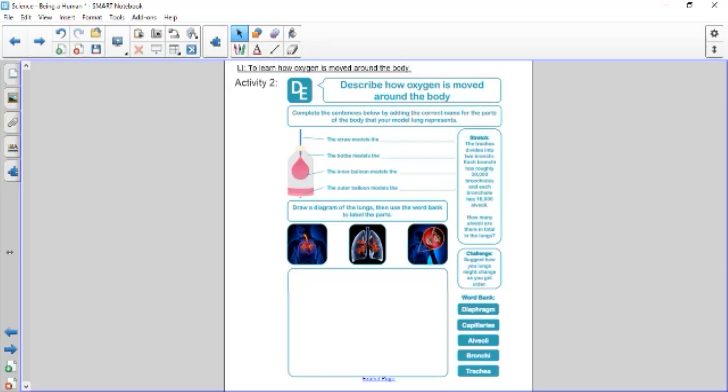And after you complete the tasks, please have a go at completing the stretch and challenge activities as well. So you can pause the video now and complete activity 2.